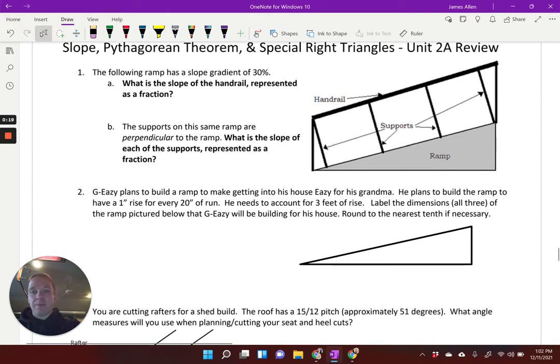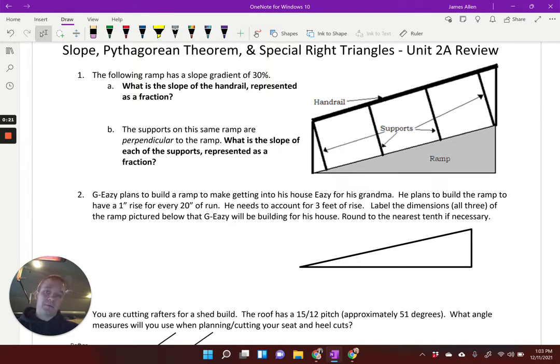So the following ramp has a slope gradient of 30%. What is the slope of the handrail represented as a fraction? Well, the slope is 30%. That's 30 over 100, which can reduce to 3 over 10. Final answer.